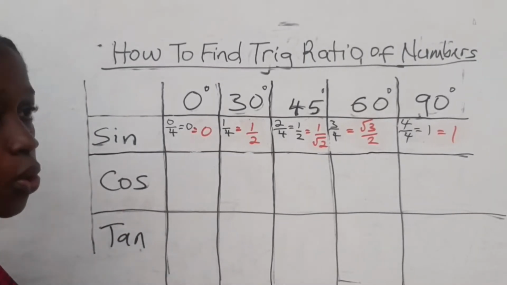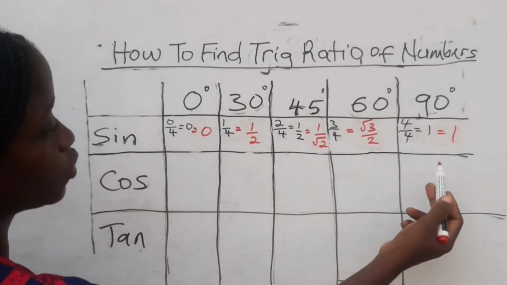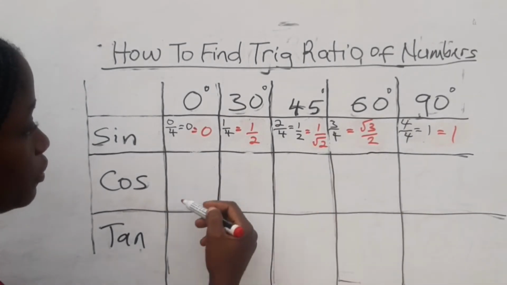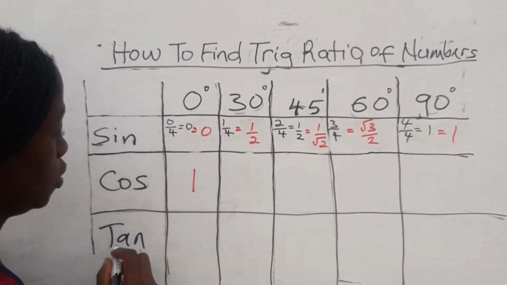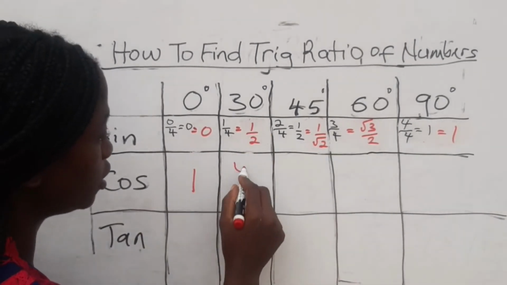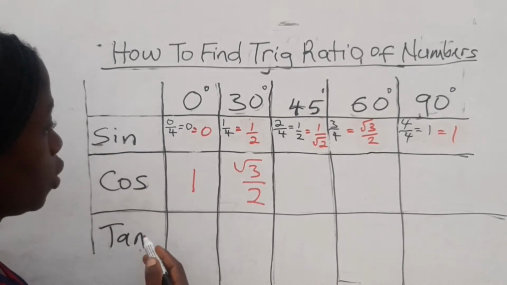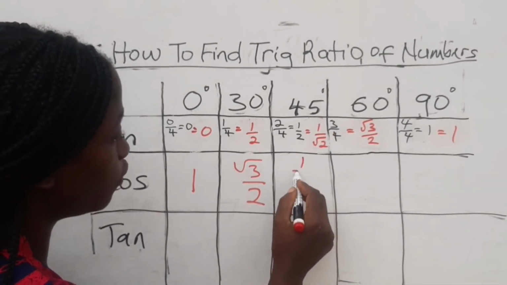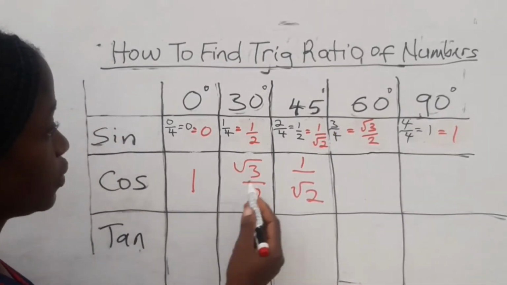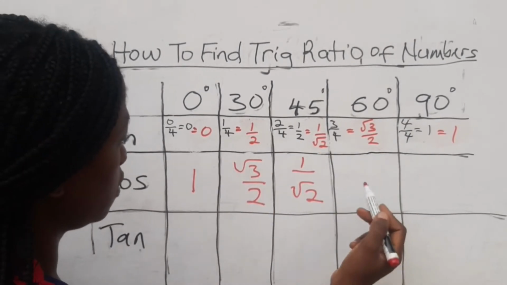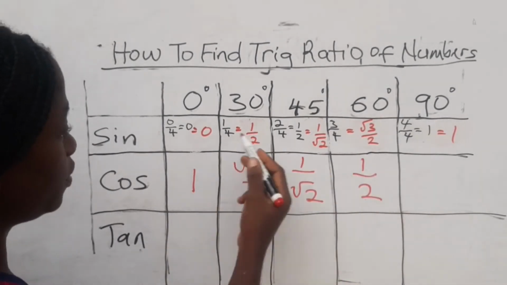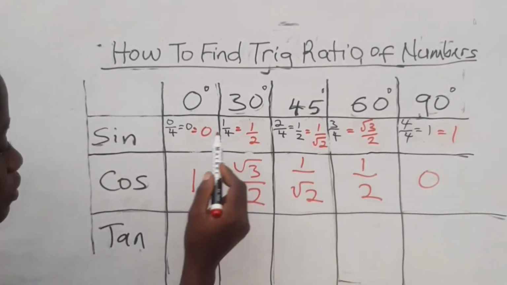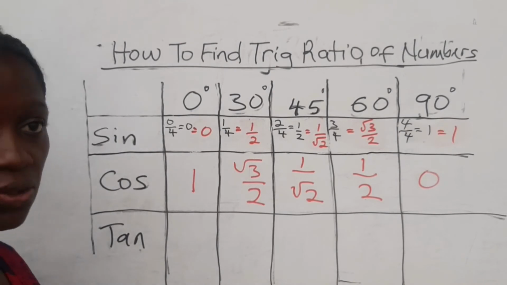Now let's move on to cos. How do we find the cos of these angles? Now the simple way to find that is just to reverse these numbers and then write them here. In other words, cos 0 will be 1, cos 30 will be root 3 over 2, cos 45 will be 1 over root 2, cos 60 will be 1 over 2, and cos 90 will be 0. So you write that in reverse order, and that gives you the cosine of these angles.